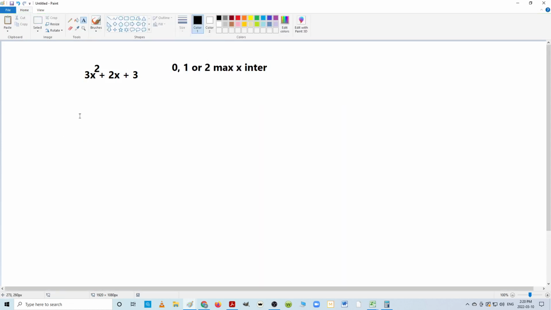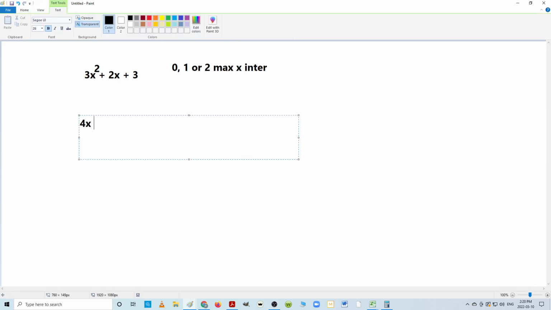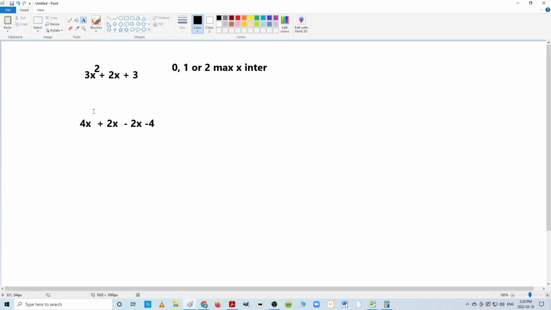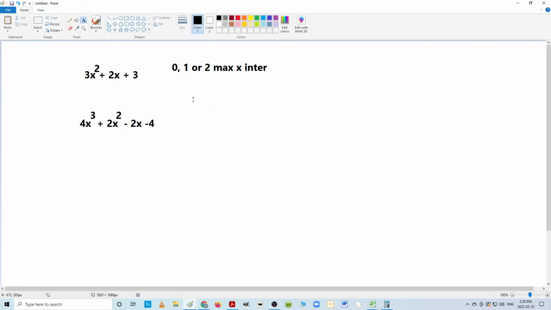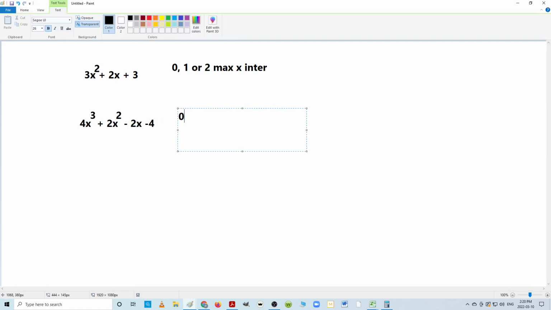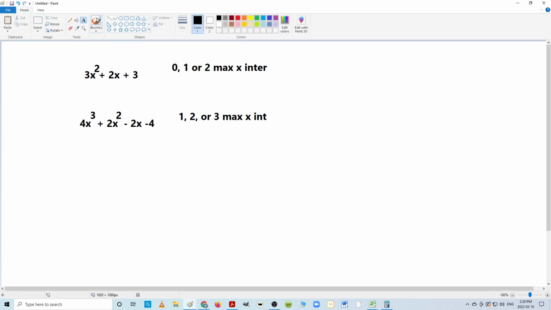This is a slight jump in topic, but it's important to notice. If I have this, it doesn't matter what the numbers are. And it's got cubed here, squared here, and just x there. This one must have 1, which we'll deal with later, 2, or 3 max, so that we can see x-intercepts, so that we can see that the maximum number of x-intercepts happens to relate to the power.